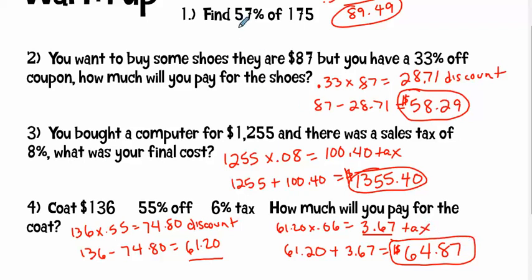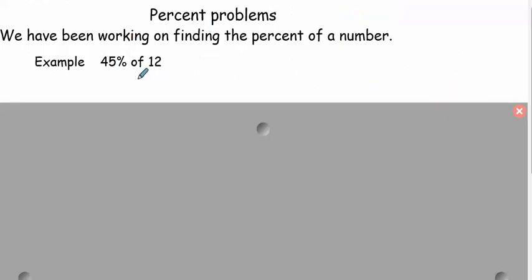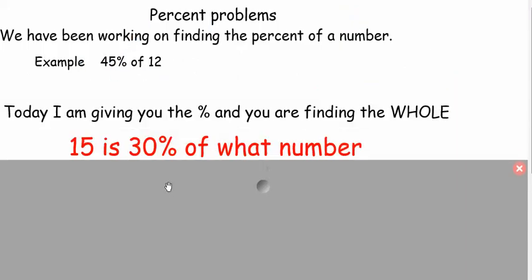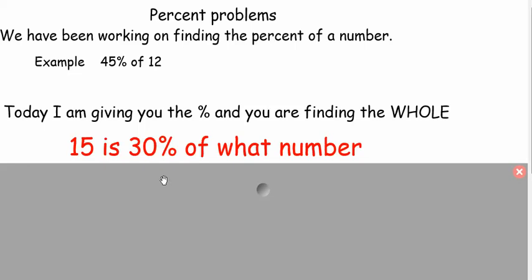Remember, finding the percent of the number, turn your percent into a decimal and multiply. That is finding the percent of the number. That's where you work with discount and taxes. Both of those are finding percent of a number. Now, we've been working with those, okay? Turn your percent into a decimal and multiply. Today, we're going to talk really quickly about finding the whole.